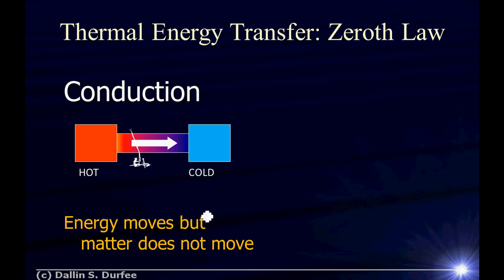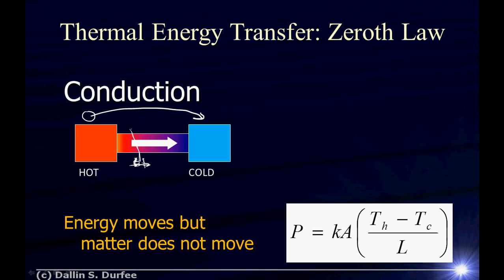The energy moves, but the matter doesn't. It moves microscopically, but it's not like I'm physically taking stuff from over here to over here. It's the energy that flows. It's not like a wave, though, because it's uncorrelated random energy. The equation that will tell you the power that flows through a rod in steady state is this. We'll talk more about this in a minute. We're going to get more quantitative with conduction, but first I want to show you two other ways that heat can flow.